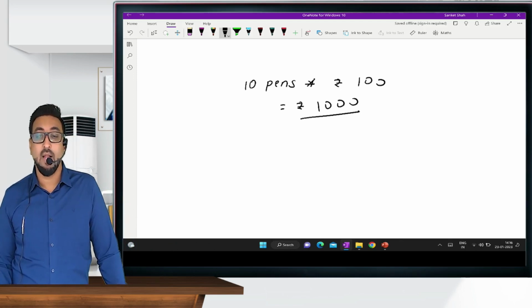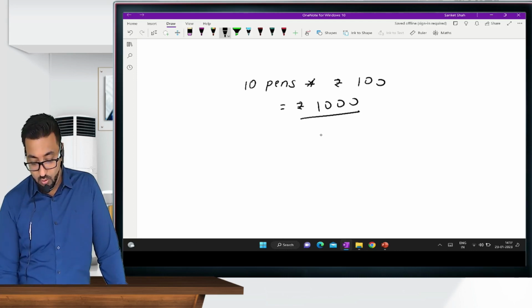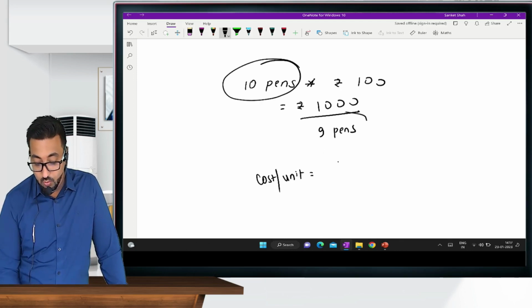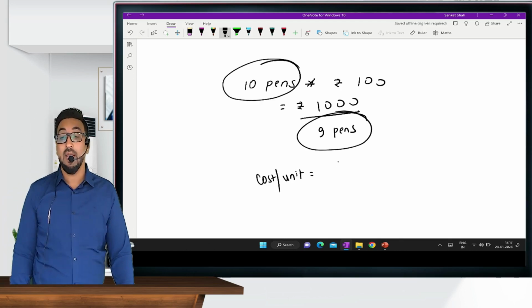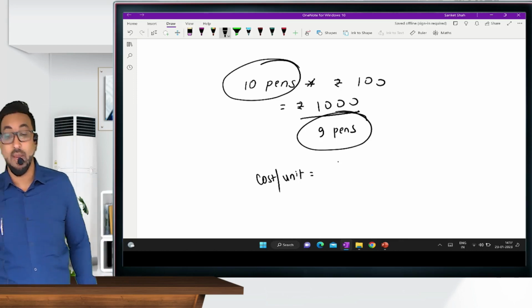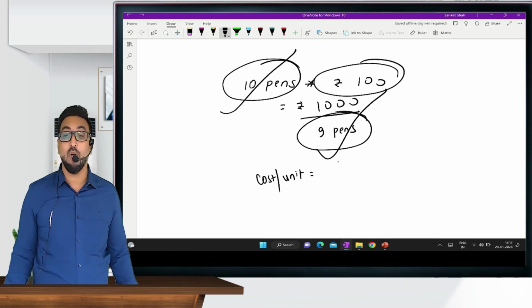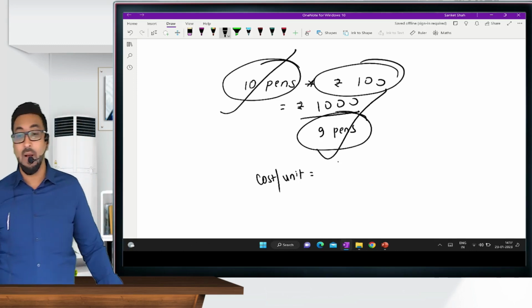Out of that, now suppose one pen is a normal loss. So 1000 we have to divide it by 9 pens. So what is the formula? Cost per unit is equal to 1000 divided by 10 pens minus 1 pen. So normal loss is absorbed by good units. So this cost of rupees 1000 is not absorbed by 10 pens, but it is absorbed by 9 pens.